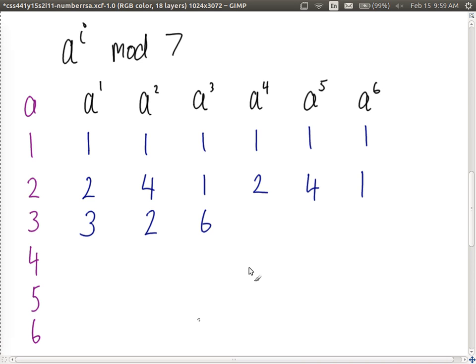3 to the power of 4, mod 7, 4. 3 to the power of 5, mod 7, 5. 3 to the power of 6, mod 7. Now, powers of 4. 4 to the power of 1 is 4. 4 squared, 16. Mod 7 is 2. 4 cubed.